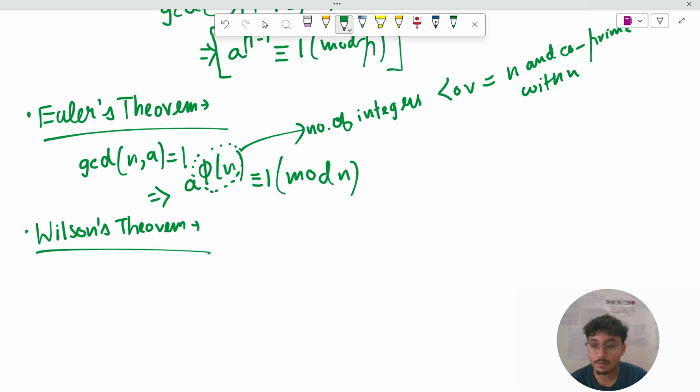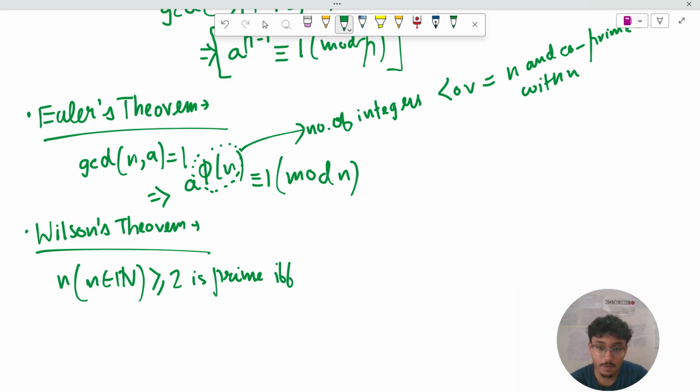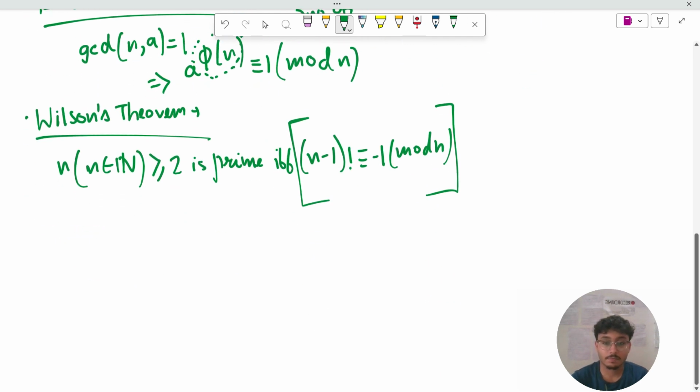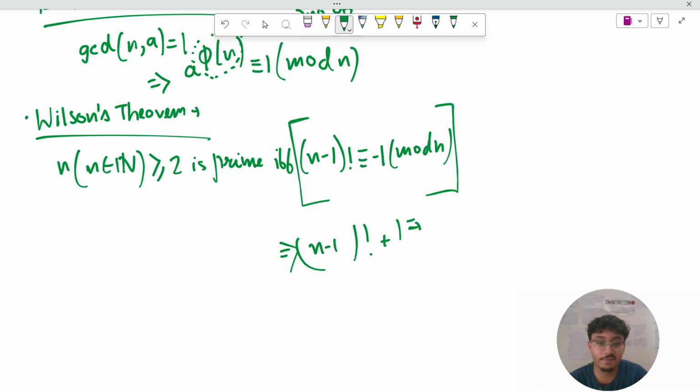What does Wilson's theorem say? We have a natural number n belonging to the naturals, n greater than or equal to 2. n is prime if and only if (n minus 1) factorial is congruent to minus 1 mod n. Or in simpler terms, (n minus 1) factorial plus 1 is basically divisible by n.